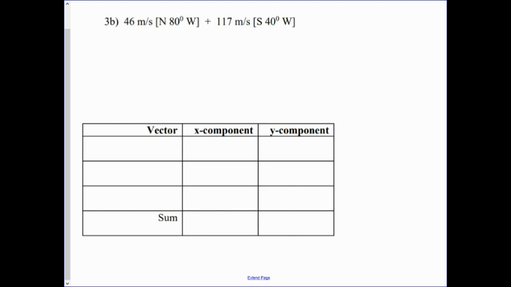Okay, I've got velocity vectors here, 46 meters per second, north 80 degrees to the west. And then we're adding another velocity vector, 117 meters per second, south 40 degrees to the west. The first thing we want to do is make a drawing to see what this looks like. That's always going to be our first step if we don't have a diagram.